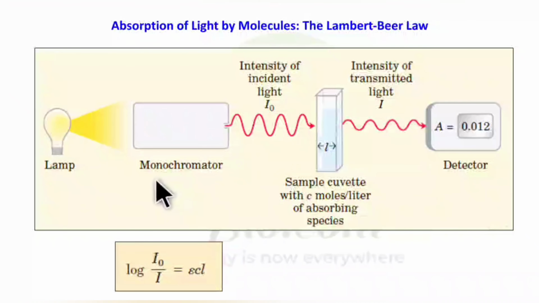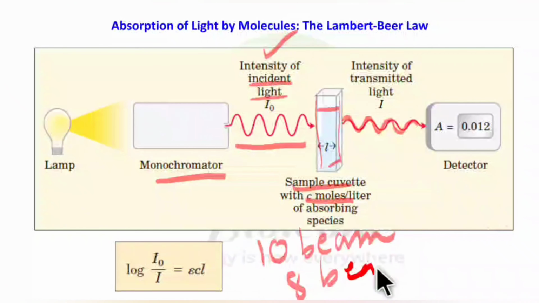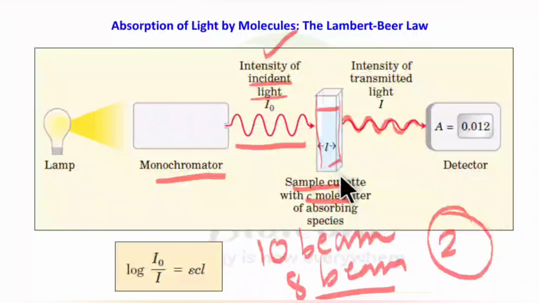Now this monochromator has thrown light of a single wavelength, and this light is referred to as the incident light. This will be the intensity of the incident light, and this is the cuvette in which you have put the biomolecule whose absorbance you want to detect. This is the sample cuvette, and this is the light that is transmitted after the absorption. Let's say, for example, you have thrown 10 beams, and the sample has absorbed 8 of them. Now how much light will be transmitted? Only 2 light beams will be transmitted after the absorption. So it means 8 beams are absorbed by the sample.